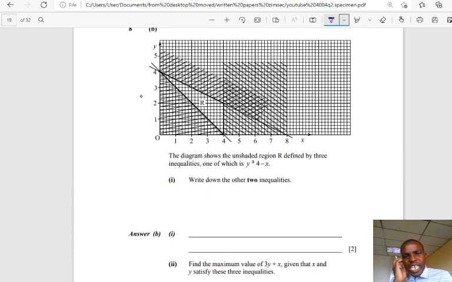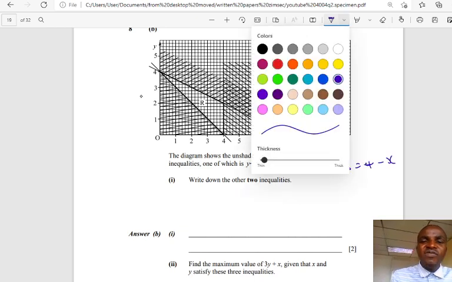The diagram shows the unshaded region. This one is linear programming. These are graphs of inequalities. The region R is defined by 3 inequalities, one of which is y equals 4 minus x. Which graph is this one? To identify the graph, you can just prove it.